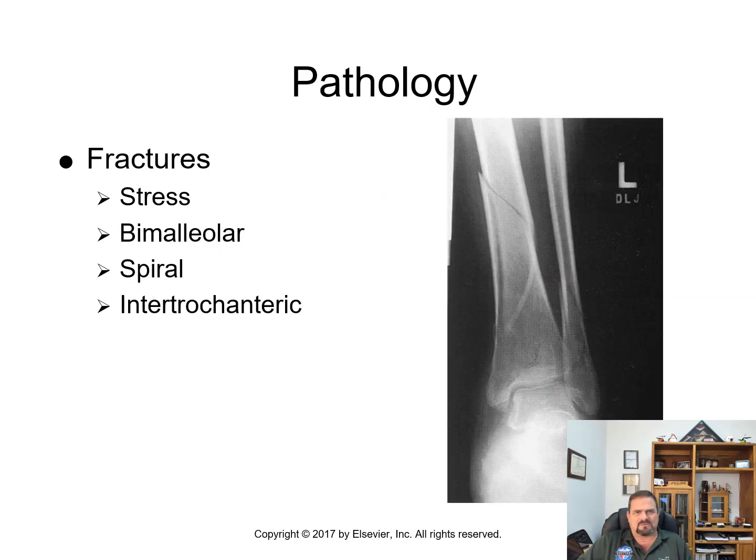Right, so fractures, some of the pathology: stress, bimalleolar, spiral, and intertrochanteric. You can see here, this is a very, very bad fracture in this area. This is an AP projection of this particular fracture. Not looking well. It's definitely a spiral fracture. As you can see, it follows all the way through, comes up from the back side of the bone, up to the top of the bone. This is a really bad fracture, no doubt about it. Let's move to the next one.